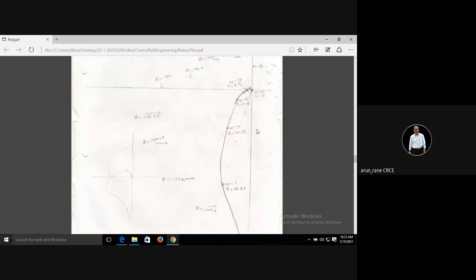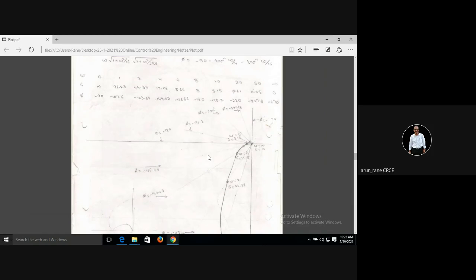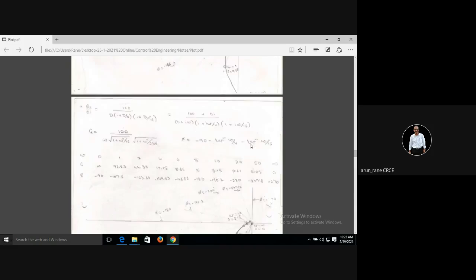Now where is this point minus 1 comma 0? You have to look properly. Minus 1 comma 0, where is it? So this has to be done on the graph paper. So if minus 1 comma 0 lies here, then the system is stable. If minus 1 comma 0 is here, then the system is unstable.